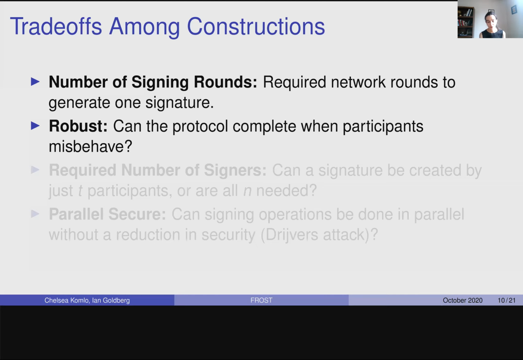Another trade-off is whether or not the protocol is robust. This essentially represents whether or not the protocol can complete if any of the participants misbehave. A robust protocol is one which, if a participant misbehaves, the protocol can continue and a signature can be issued at the end, versus a non-robust protocol, where if any of the participants misbehave, it requires aborting and rerunning the protocol.